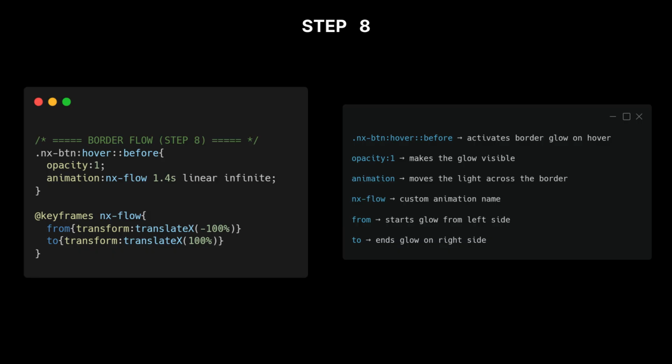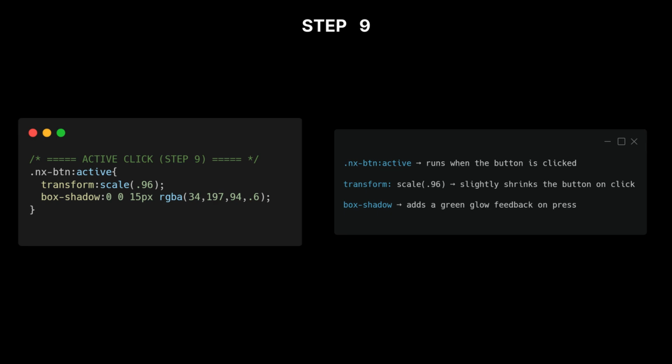Inside the keyframes, the glow starts from the left side using translatex, -100%. Then it moves all the way to the right using translatex, 100%. Because the background is a linear gradient, this movement looks like an energy line flowing around the button border, giving it a futuristic neon effect. Now in step 9, we add the active click effect.